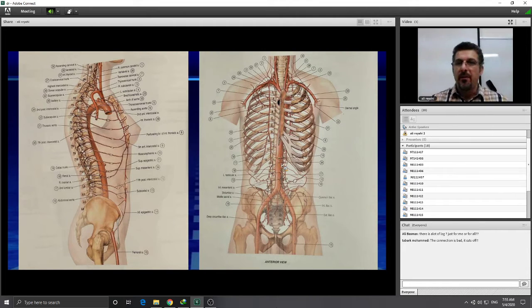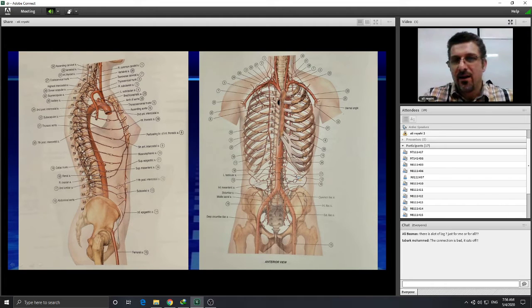Alright, you can see in this picture, in the left picture, posterior intercostal arteries in each intercostal space. And in the right picture, you can see the internal thoracic artery and its anterior intercostal branches.